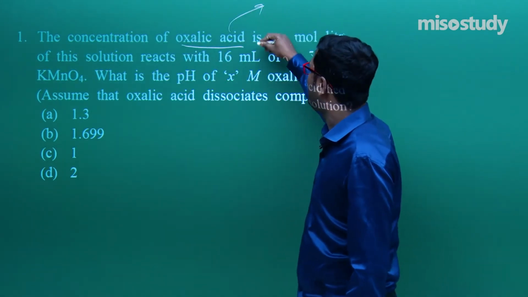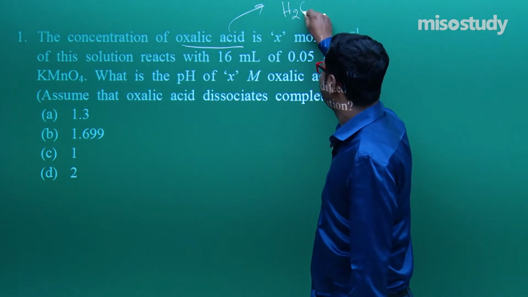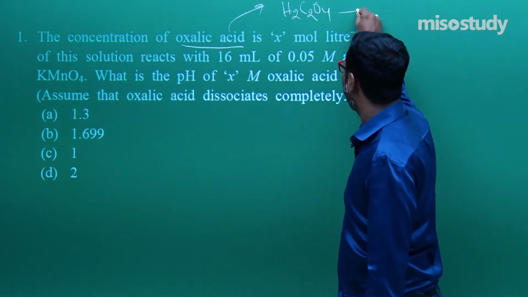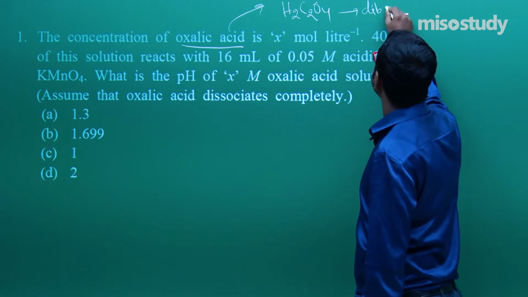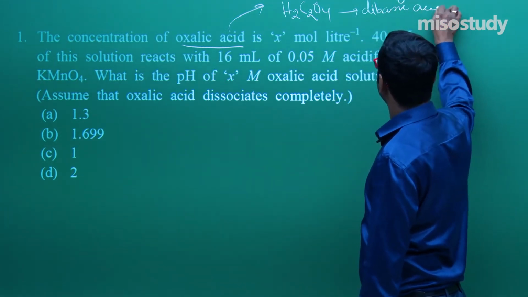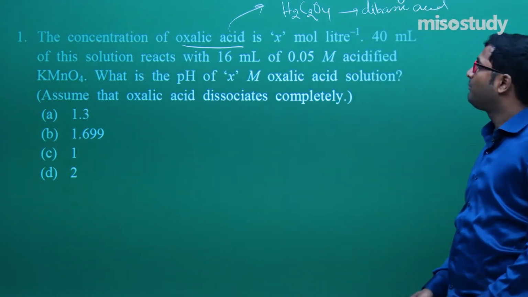What is the formula of oxalic acid? That is H2C2O4. This is a dibasic acid, okay, with concentration x mole per liter.